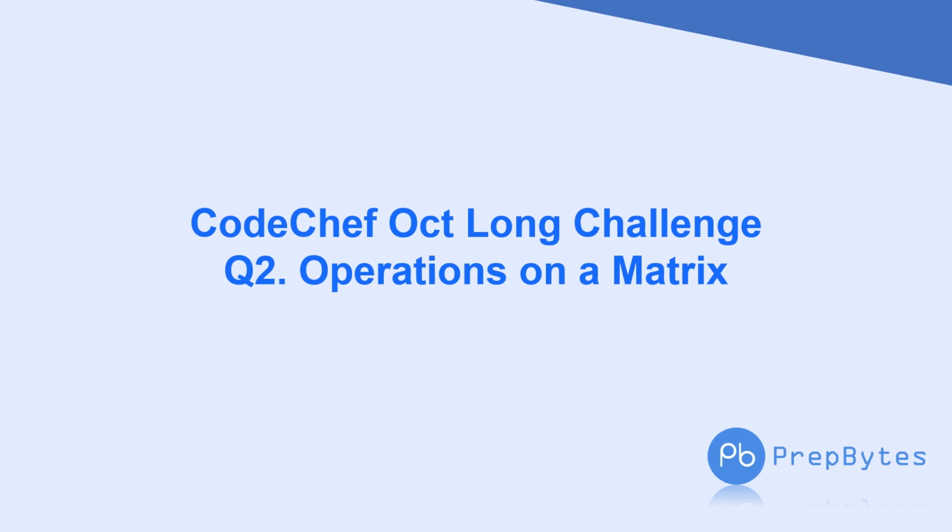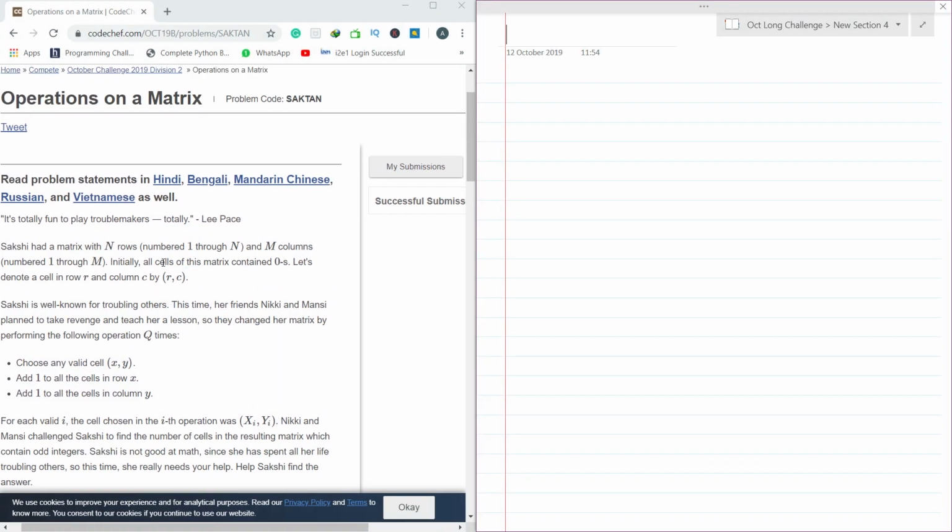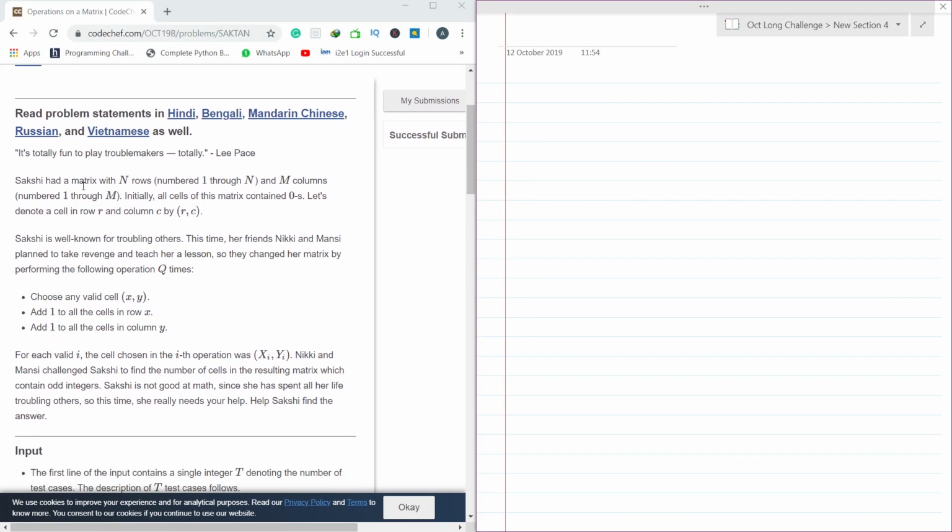First let's begin with the understanding of the problem statement. So this is Operations on a Matrix. What is the question? Sakshi had a matrix with n rows numbered 1 through n and m columns numbered 1 through m. Initially all cells of this matrix contained zeros. So we will have a matrix of n rows and m columns, and initially all will be zeros. If n is 3 and m is 3, all values in the matrix will be zeros.